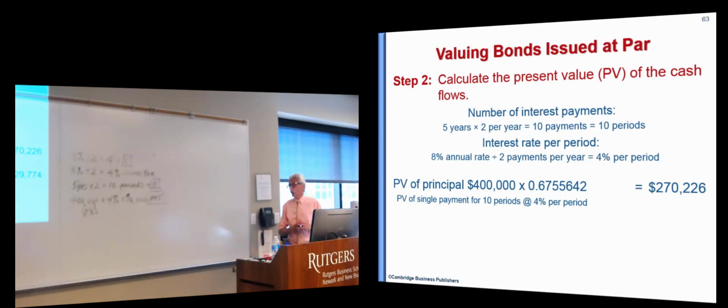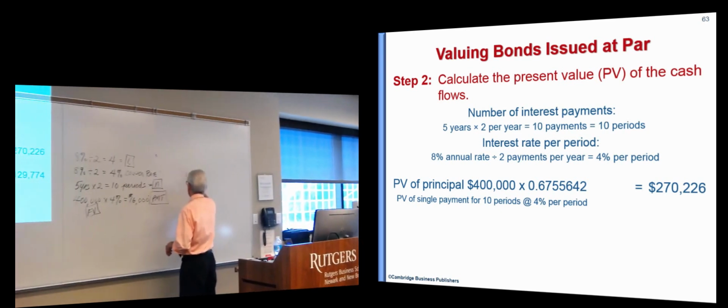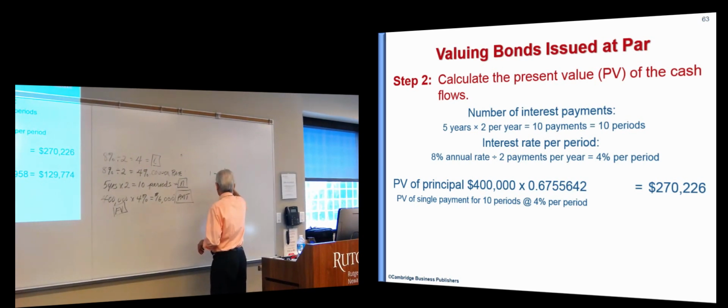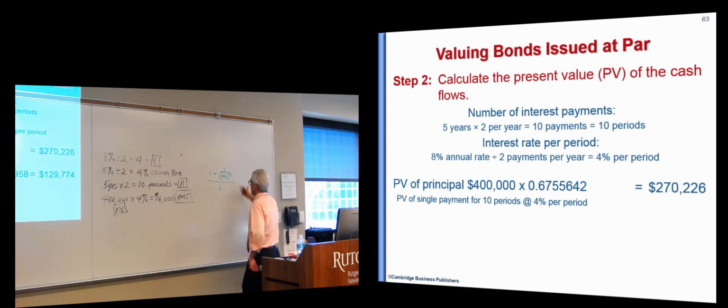The payments, 16,000, those are an ordinary annuity. So what I have to do is go to table, in this case, 6.4, and look for the present value of an ordinary annuity. And that table is built off of the factors. As I said, that would be the annuity factor.